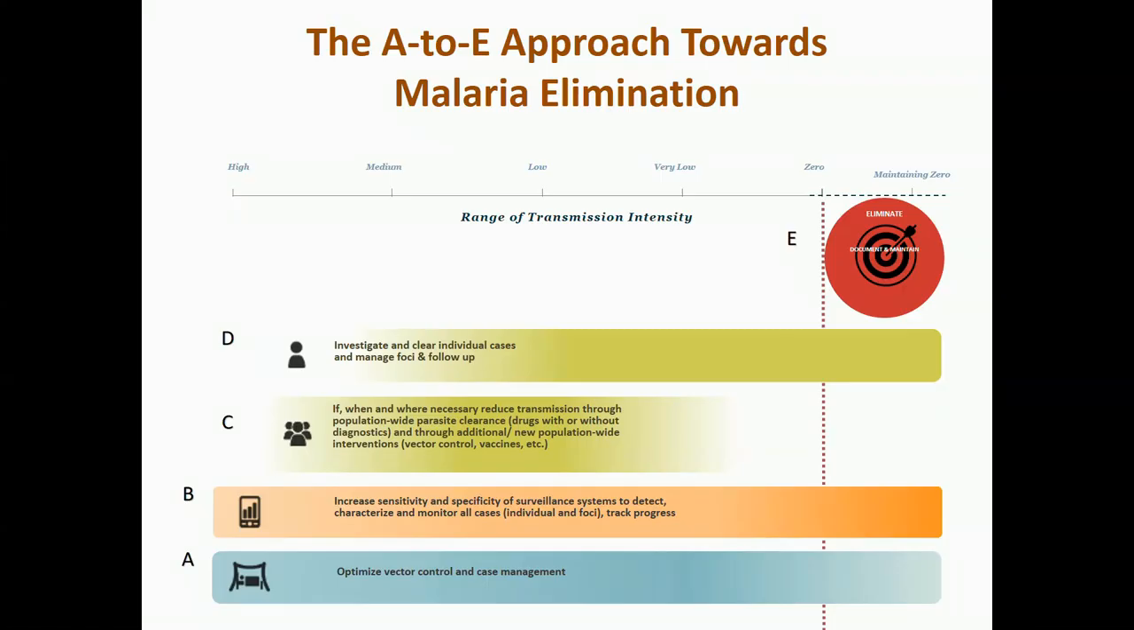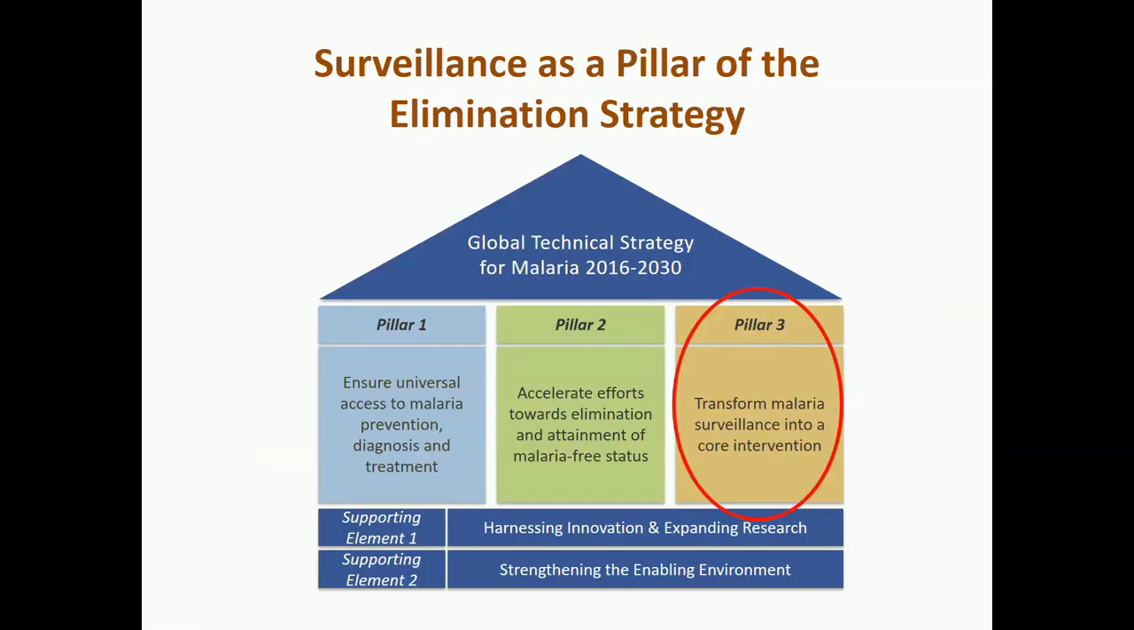The C and D are focused on how we incorporate additional interventions such as parasite clearance interventions, as well as individual case investigations where the conditions allow. And of course, our target is to have a malaria-free Zambia and eliminate malaria in the country. We also subscribe to the guidance of the global technical strategy, looking at pillar 3 to transform our malaria surveillance into a core intervention to guide how we do our programming.